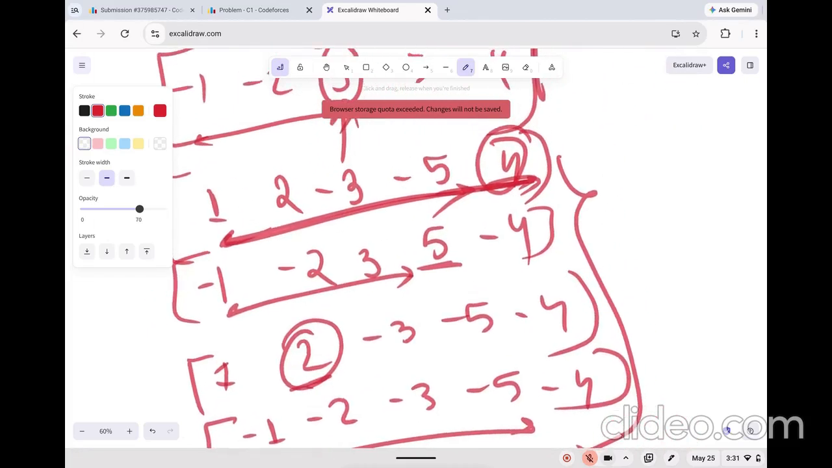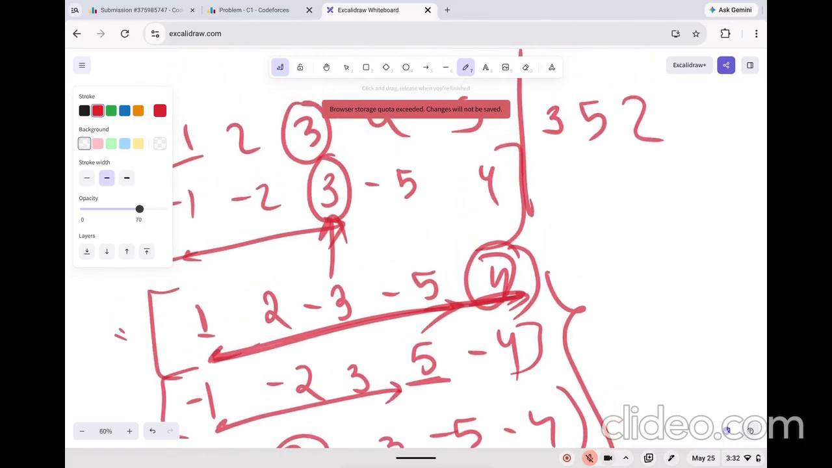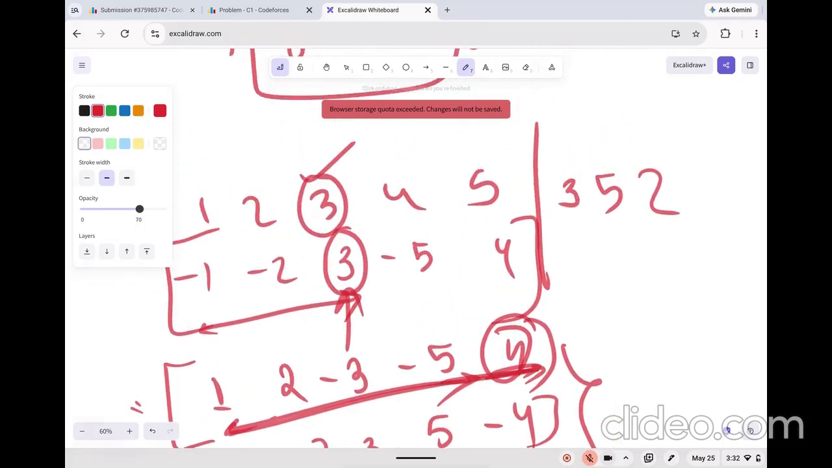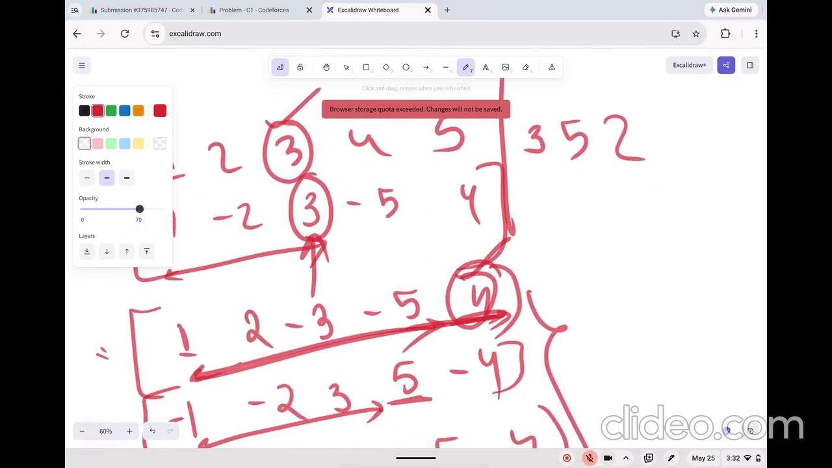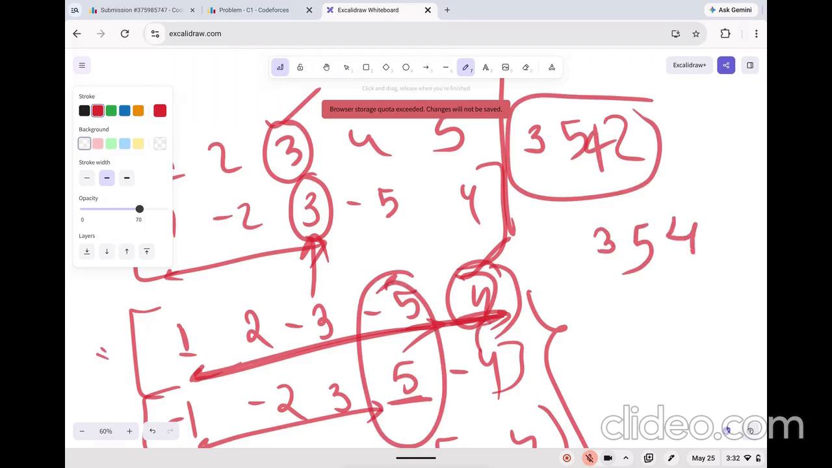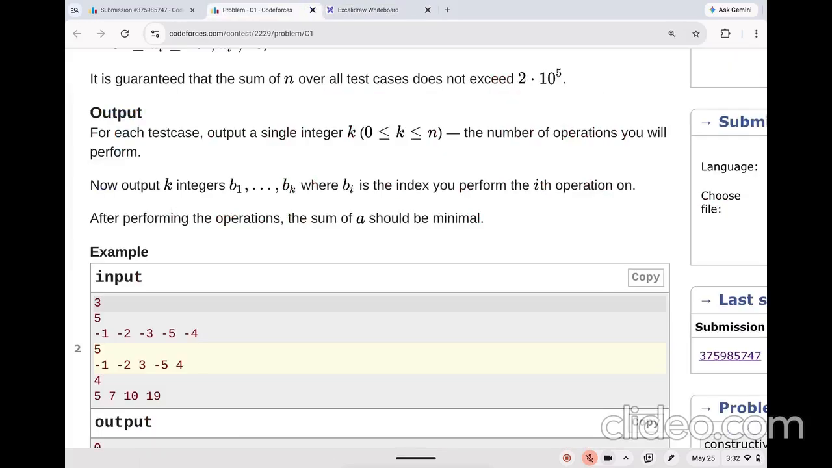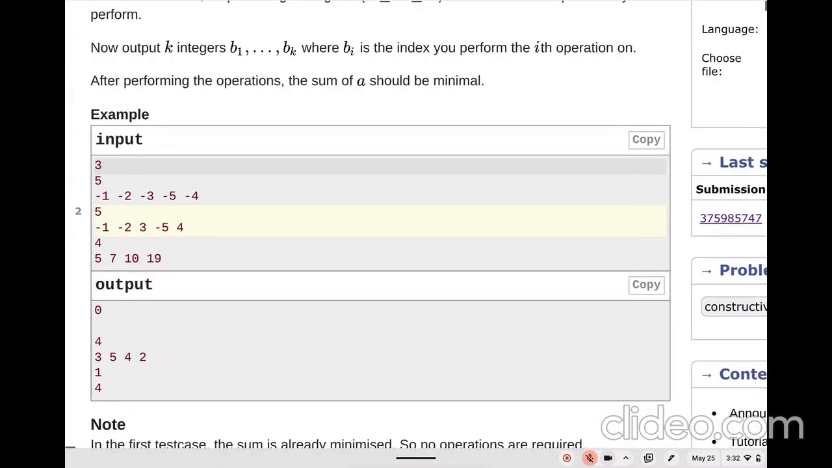Okay, did we miss something? First we picked this third index, then we went to 5, then picked the fourth index, then we went to index 2. So 3 5 4 2, right? This is the correct sequence. So 3 5 4 2. If you look at the answer, this is a possible answer, and we need to print this, right?